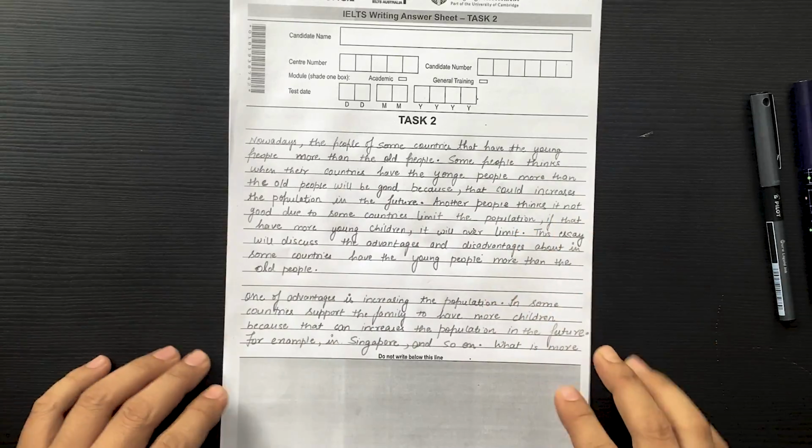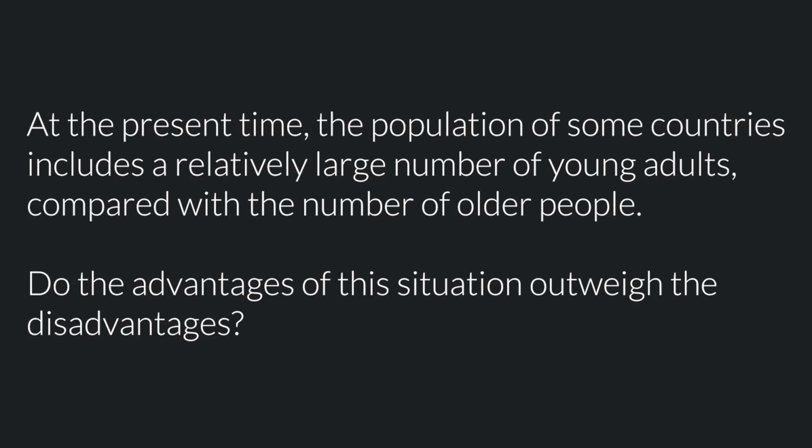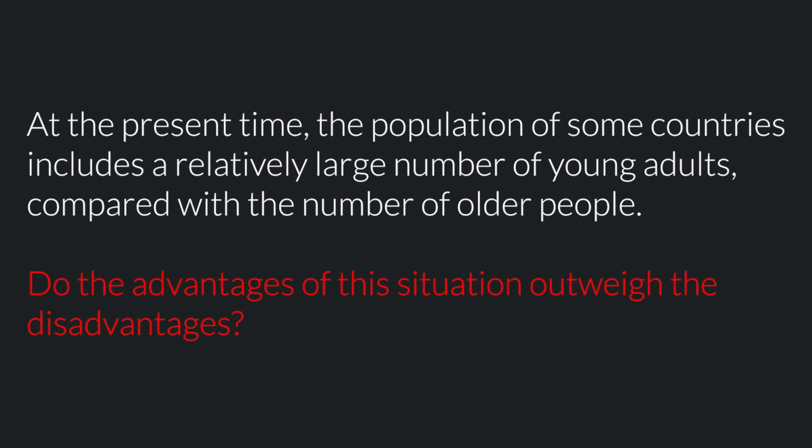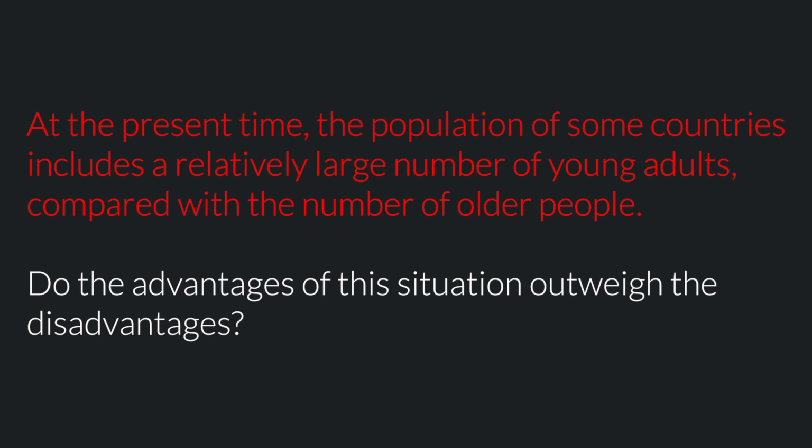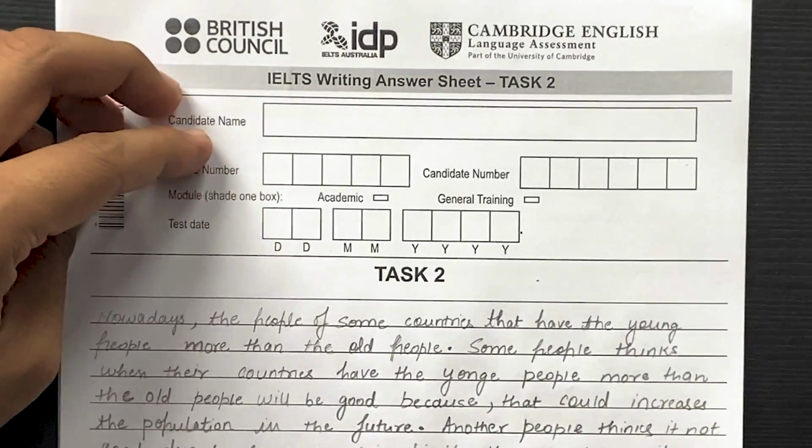Now here is our answer, but an answer is useless without the question. So I'm gonna read the question for you. This is an advantage and disadvantage kind of question, which is, do the advantages of this situation outweigh the disadvantages? And the question is, at the present time, the population of some countries includes a relatively large number of young adults compared with the number of older people. Now this question is pretty interesting, I would say. Let's see what this person has written, and I'm gonna check it live here, right?